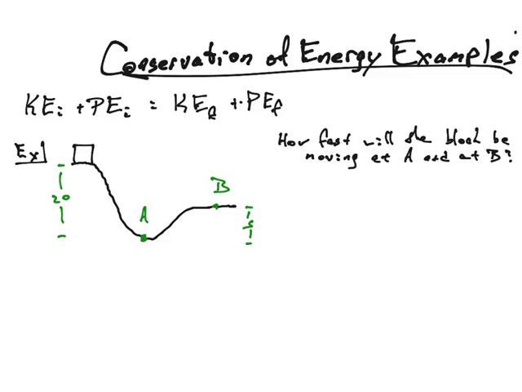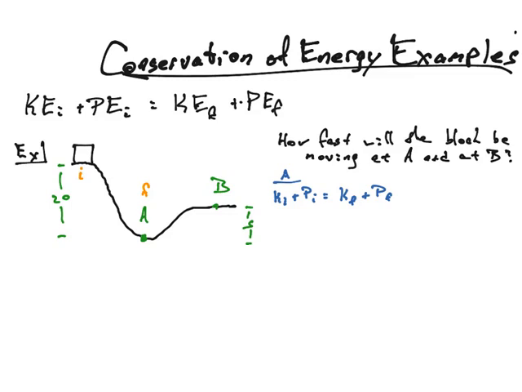Let's worry about state A first. So we want to know what's the velocity when the block reaches point A. Well, as before, we have the equation kinetic initial plus potential initial is kinetic final plus potential final. Now for this, what's our initial state? Well, the initial state, of course, is at the top of the hill. And what's our final state? Final state is at location A.